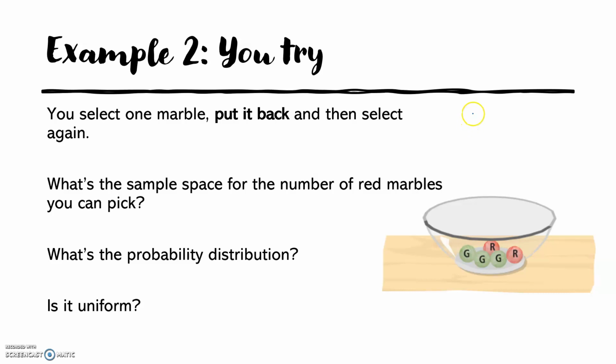Okay, so for the first pick, we're either going to get red or not, and the probability of getting red on the first pick would be 2 out of 5. The probability of not getting red is 3 out of 5. Since I'm putting the marble back, those probabilities are going to stay the same. So red and red, and red and not red, is going to be 2/5 and 3/5 here. And then not red and then red, that would be 2/5.